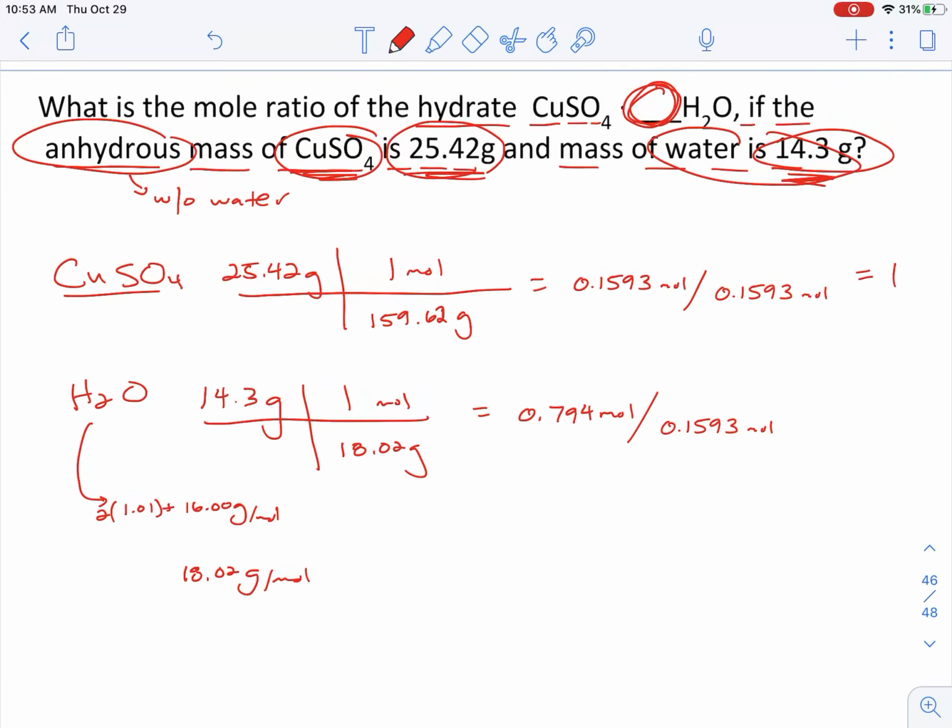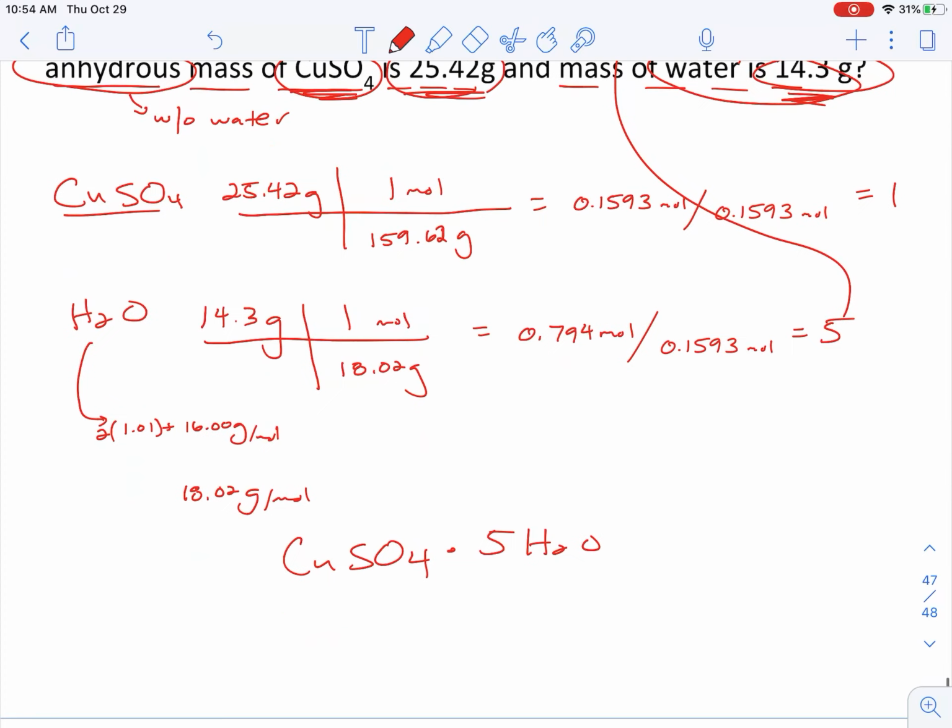So when that happens, for every 1 of these copper sulfates, you will end up getting, let's see, 0.794 divided by 0.1593, which is 4.98, which we're going to say is 5. So in essence, we have 5 of these waters. So our formula would be CuSO4 dot 5H2O. In other words, this would be copper 2 sulfate, and then what is 5? Pentahydrate.